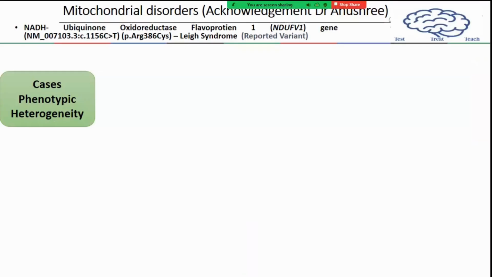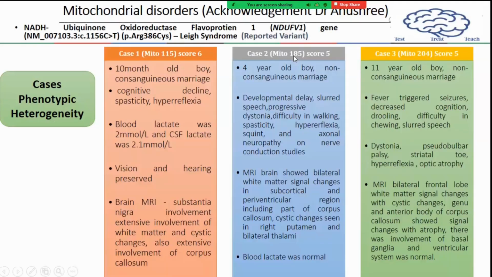Okay, so these are 3 examples of a mitochondrial disorder with abnormality in a mitochondrial gene called NDUFB1, and the same mutation was identified in 3 families, which typically presents as Leigh syndrome, but you can see here the phenotypic diversity. One child presents as early as 10 months of age with such severe manifestations. Another child presents at 4 years of age with different kind of manifestations. And then another child presents at 8 years of age with fever-triggered seizures and extrapyramidal manifestations.